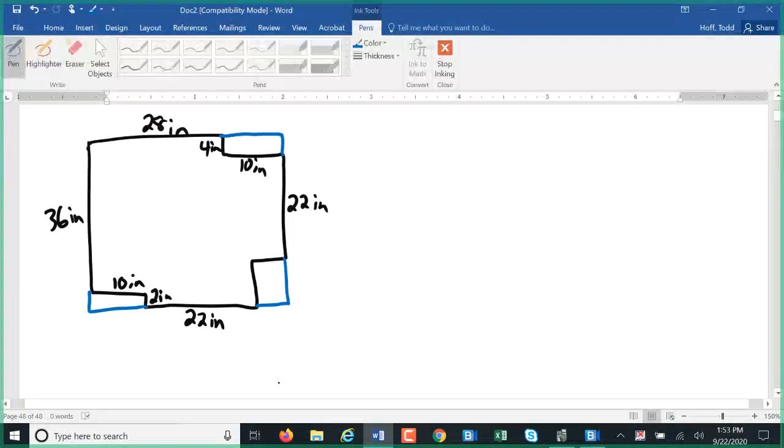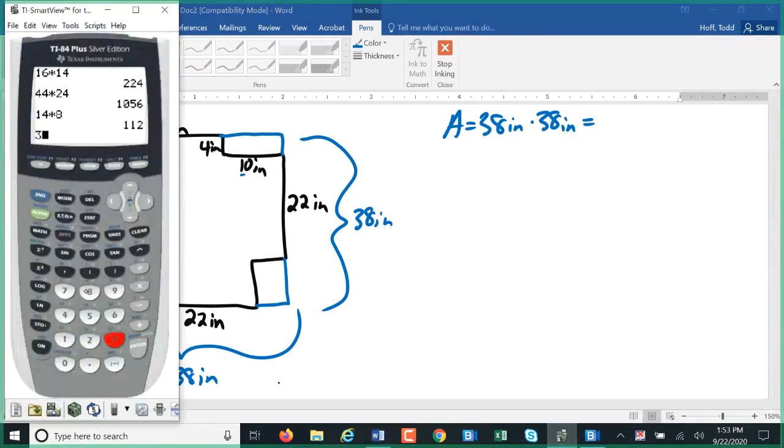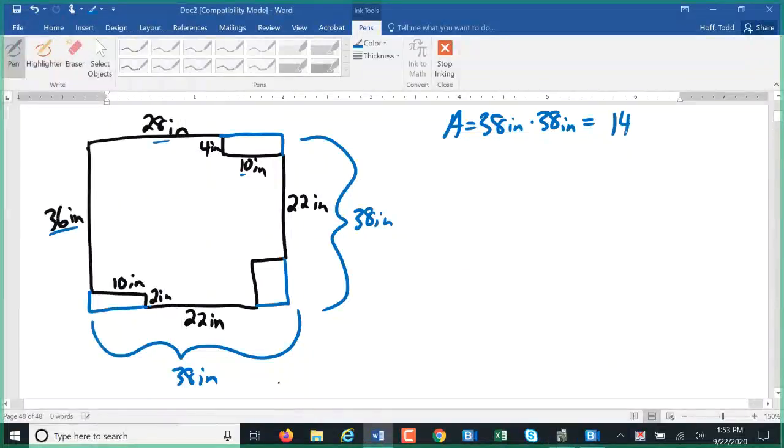We have, of course, we need to know this overall length, which is 36 plus 2, that's 38 inches. And this overall length, 28 plus 10 makes it 38 inches. So that overall area is 38 inches by 38 inches, or 1,444 square inches.